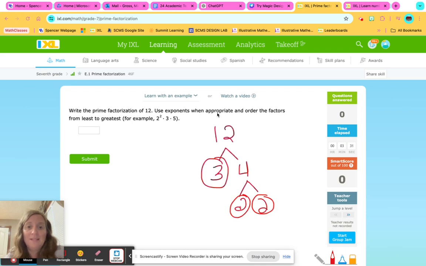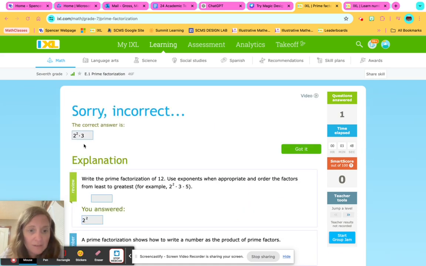And when we wrote it, it said order them from least to greatest. So I'm going to order my 2, and it's 2 squared. So you're going to have a little exponent there, 2 squared, and then it's going to be times 3. Sorry, I messed up there when I hit my enter button, but it would be 2 squared times 3. So we knew that, but you can run into writing it in incorrectly.